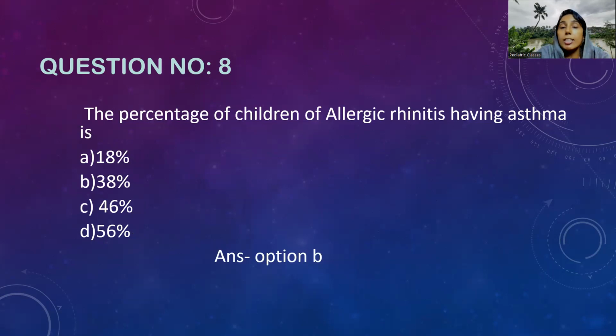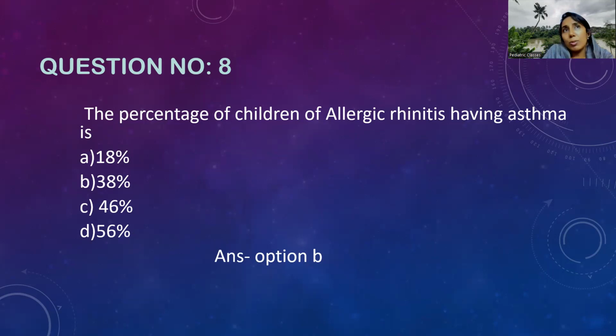But the converse, that is, the percentage of children having asthma who also have allergic rhinitis, is around 70%. Okay, 78%. So that is more common. We are discussing this because you need to have a general idea when you see cases in clinical practice, or if some parents ask you, at least for percentages you should know.